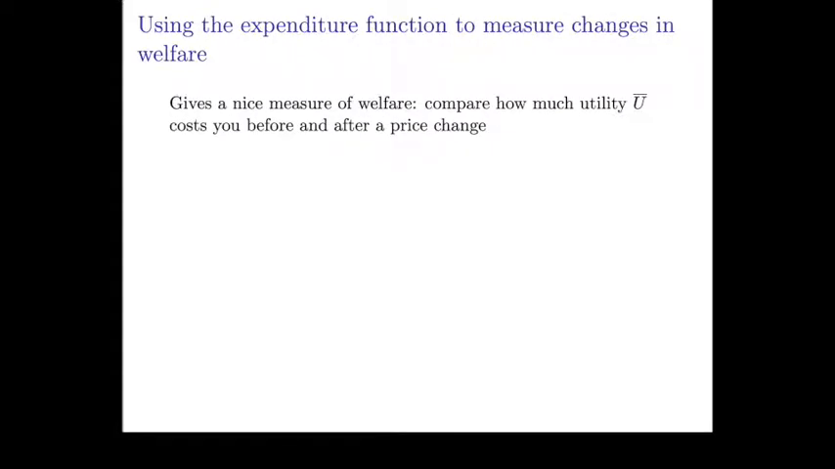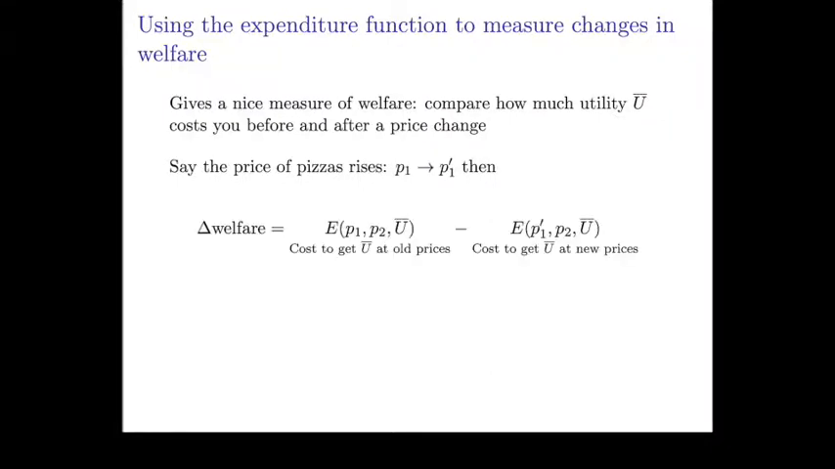So what this does is give us a very nice measure of welfare. It tells us how much utility U bar costs you before and after the price change. So let's say the price change for pizza is from P1 to P1 prime. Then your change in welfare is what it costs you at the old prices minus what it costs you at the new prices.